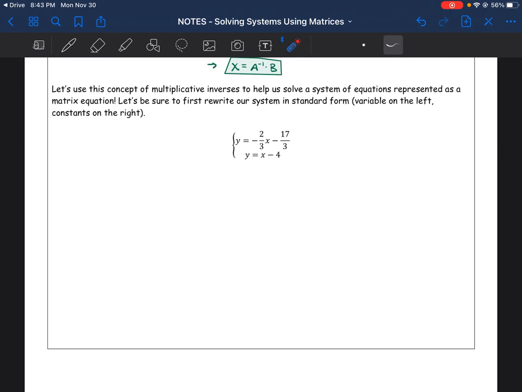Let's use this concept of multiplicative inverses to solve a system of equations represented as a matrix equation. First, let's rewrite our system in standard form, meaning we want our variables on the left in the correct order, x first, then y, and we want our constants on the right side of the equation. So that's how we're going to start here. I'm going to go ahead and make a little bit of space on the right side. This is where I'm going to rewrite the system. Okay, so I'm going to title this Rewrite System, and let's do a little bit of work.